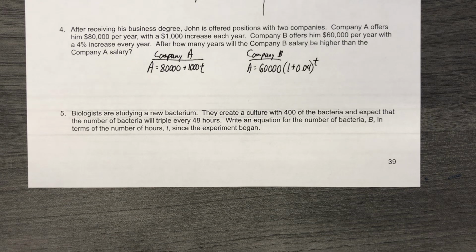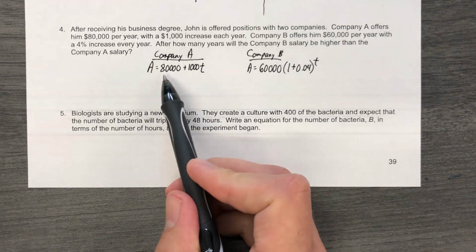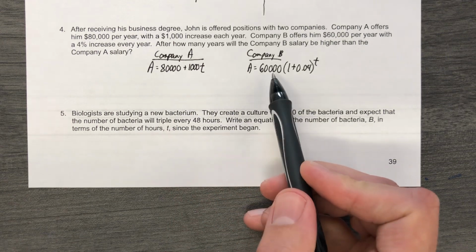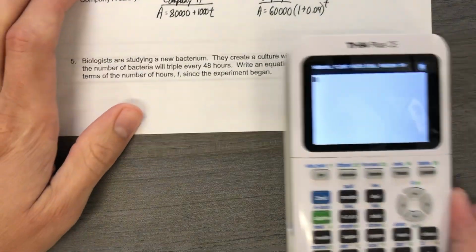All right, so now the question is, after how many years will the Company B salary be higher? Well, clearly Company A is higher at the beginning. Company B is not. So let's figure this out. Let's do it a little bit differently. We could do it all kinds of ways. We could do it graphically. I'm going to use a table. I'm going to use a calculator for this, actually.